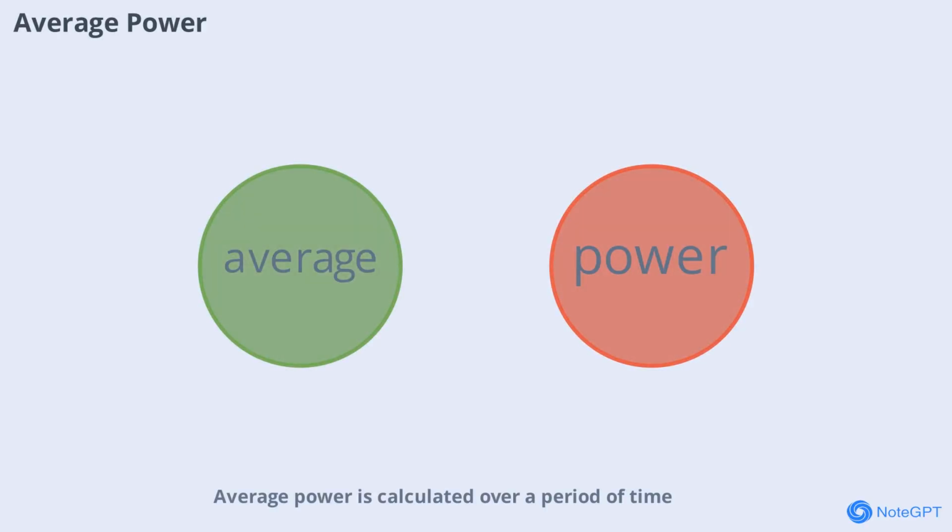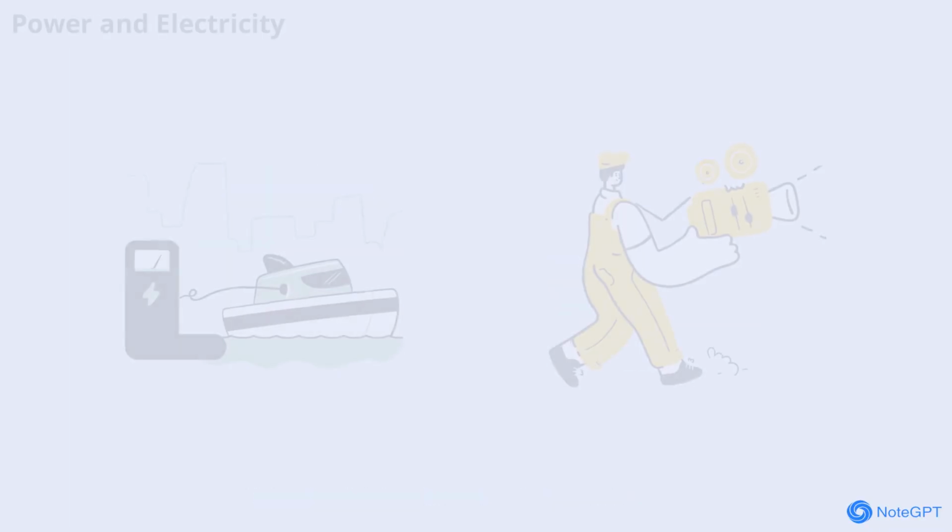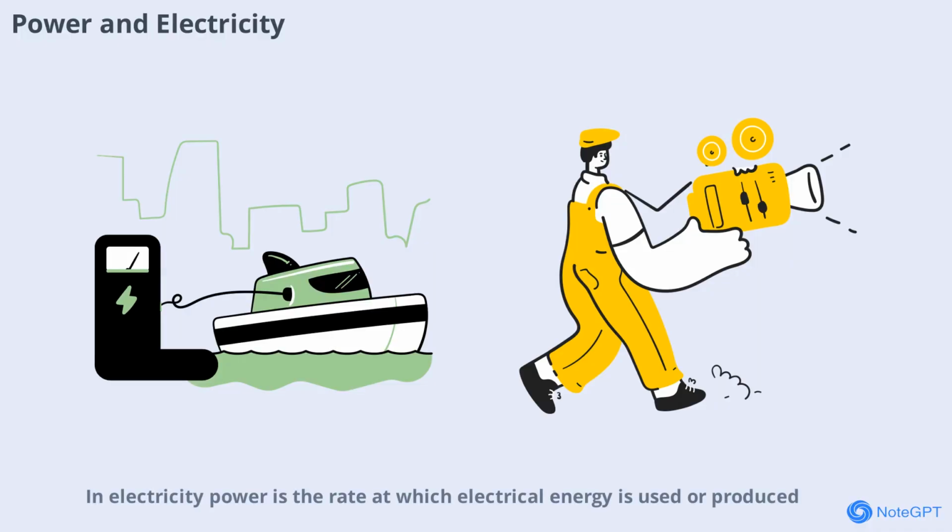Average power is calculated over a period of time. If you do a certain amount of work over several seconds or minutes, average power tells you the overall rate. This is useful for comparing performances or evaluating machines over longer tasks. In electricity, power is the rate at which electrical energy is used or produced. Light bulbs, for example, are rated by their power in watts.